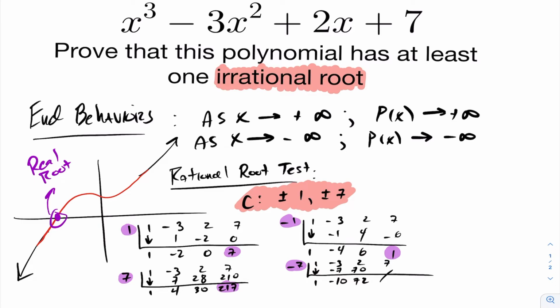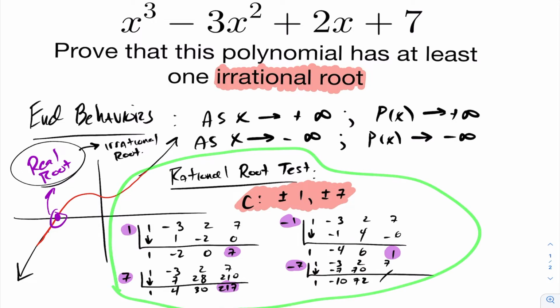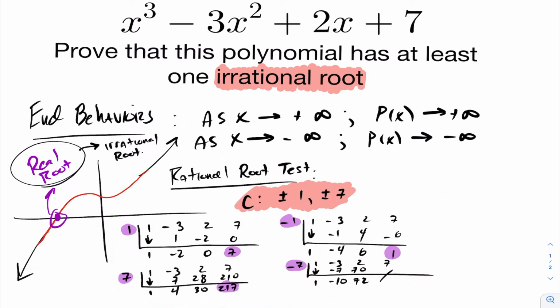None of them worked. So therefore, this real root, which we know exists, is not rational. It therefore must be irrational. So this is an example of, by using your end behaviors, you know that the polynomial has a real root. Applying this further using your rational root test, we can see here if none of them work, that root that this polynomial has must be irrational.